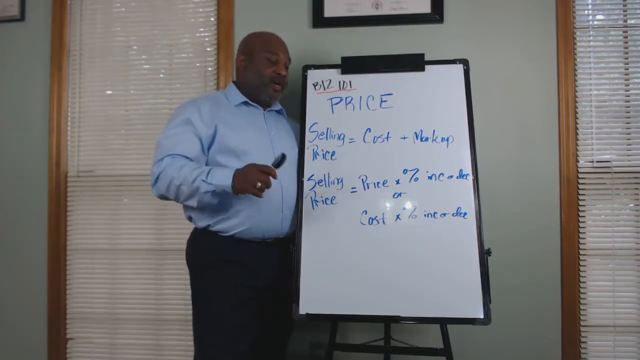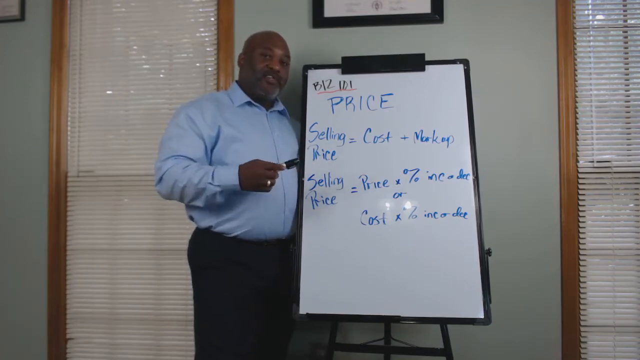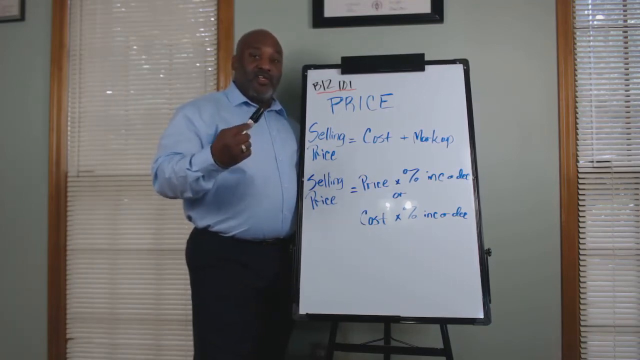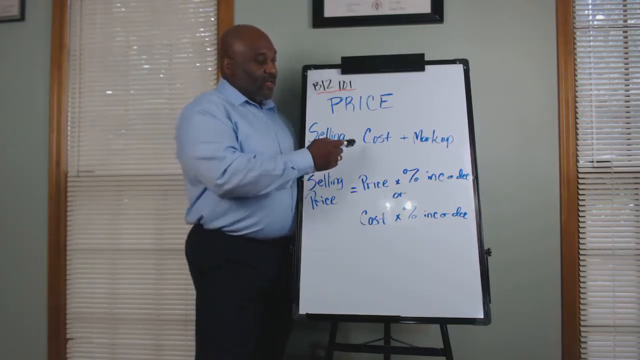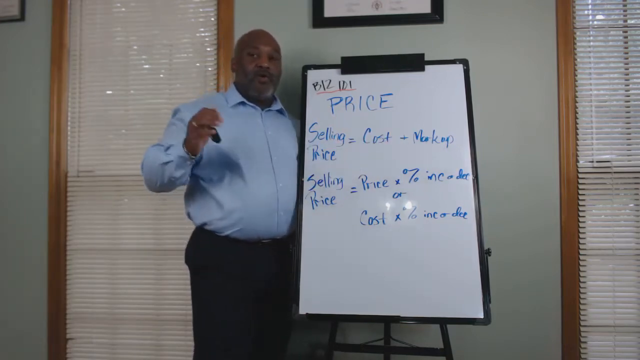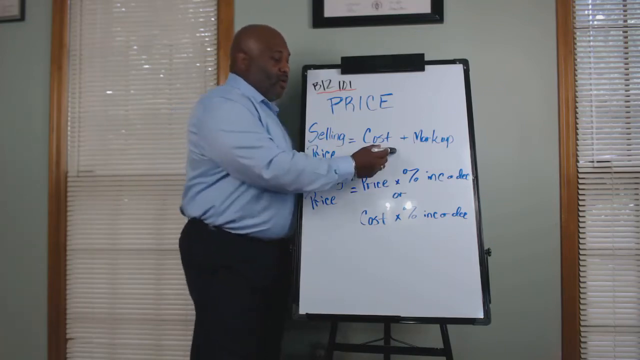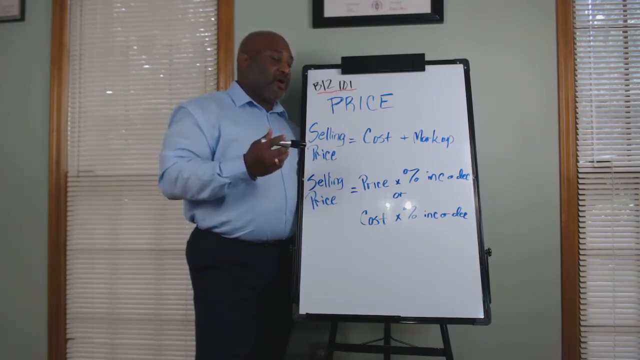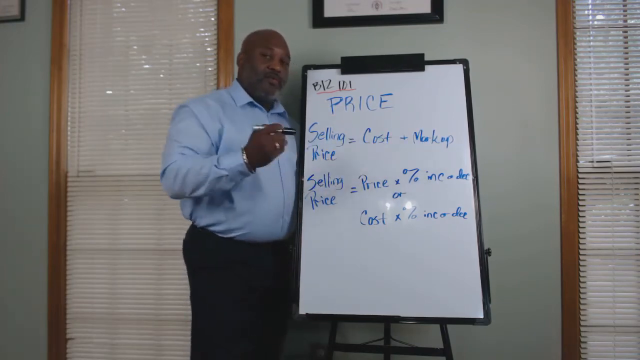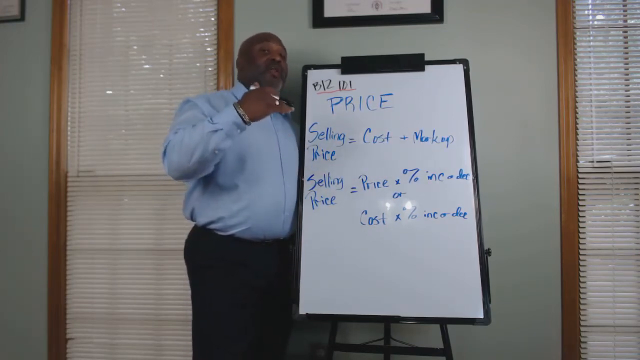What we're going to do right now is look at the different definitions of price that you can derive to get a selling price. The first one we're going to look at is selling price equals cost plus markup. What do we mean by cost plus markup? When we look at cost, we're talking about the actual dollar amount it takes to make a particular product or item, plus the markup being the dollar amount that we're going to add to it.